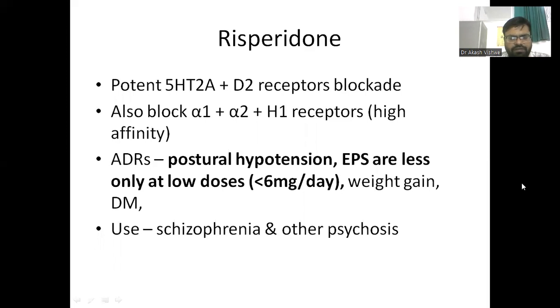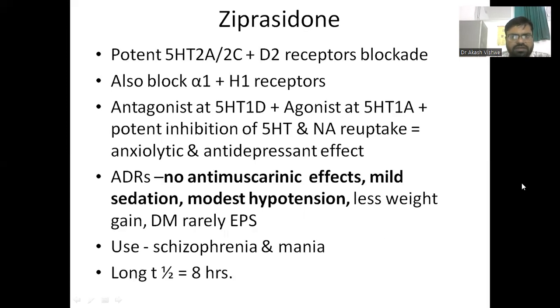Risperidone, a very fine drug these days. Potent 5-HT2A plus D2 receptor blocker. Also blocks alpha 1, alpha 2, H1 receptors. It has high affinity. ADRs: postural hypotension. EPS are less, only at low doses, less than 6 mg. Above 6 mg, it can be possible. Weight gain and diabetes mellitus. Used in schizophrenia and other psychosis.